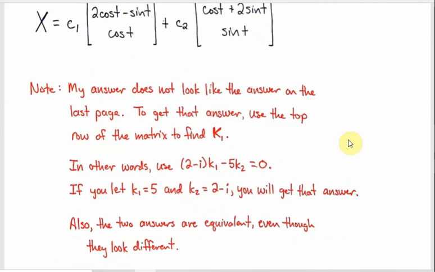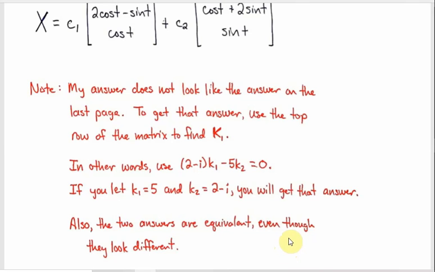So that's what this is about down here, where I didn't get the answer that was there on the previous page because I used the bottom row instead of the top row. That's okay to do. There's nothing wrong with it, but you will get an answer that looks a little bit different. So if you use the top row, you'll get that answer that's on the last page. And even though those answers look different, they are equivalent to each other. It's okay to have that happen.